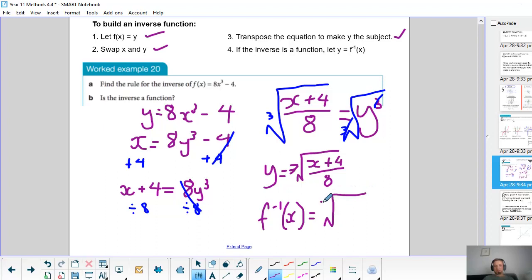And we're just restating our rule. So it's a big cube root, x plus 4 on top of 8. So we've turned our original rule into its inverse. Okay, we started with a cubic. We've ended up with something that's a cube root, which probably makes sense if we're doing the opposite. Cubics and cube roots are generally pretty good at being one-to-one, which means that this inverse is a function, and I've written it as a function. So is the inverse a function? Yep, sure is.